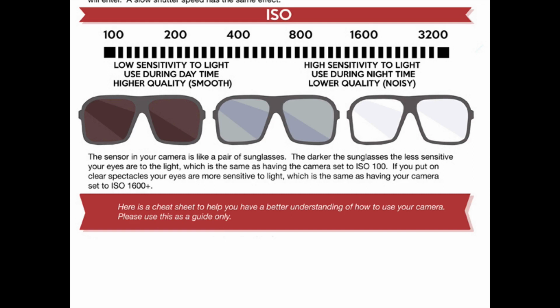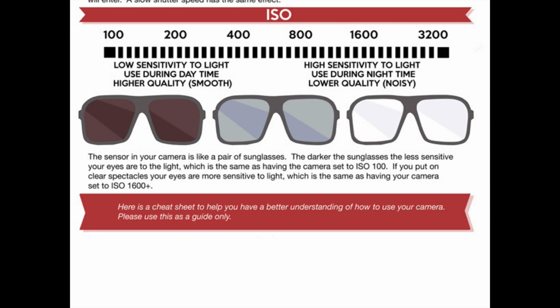So the last thing I want to discuss on this episode is ISO. And ISO effectively is the sensitivity to light. So let me read down here at the bottom. The sensor in your camera is like a pair of sunglasses. The darker the sunglasses, the less sensitive your eyes are to the light, which is the same as having the camera set at ISO 100. So if you put on clear spectacles, your eyes are more sensitive to light, which is the same as having your camera set to, say, ISO 1600 plus.